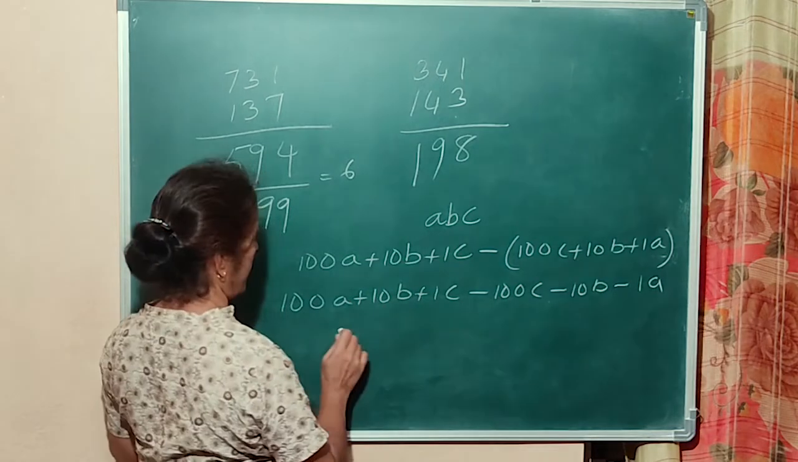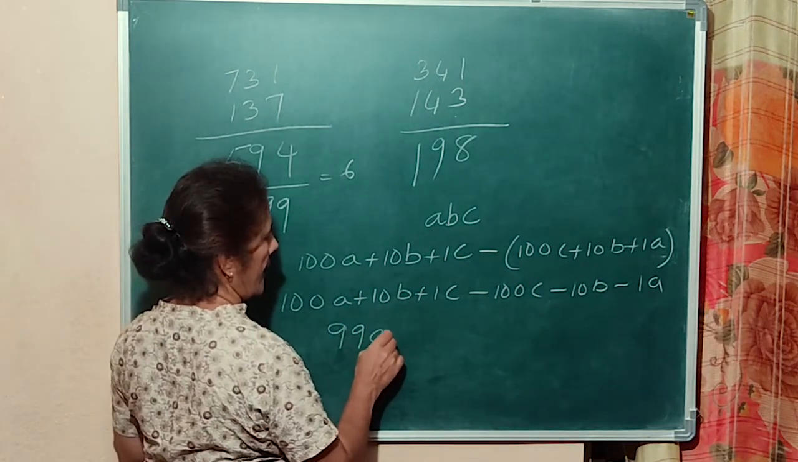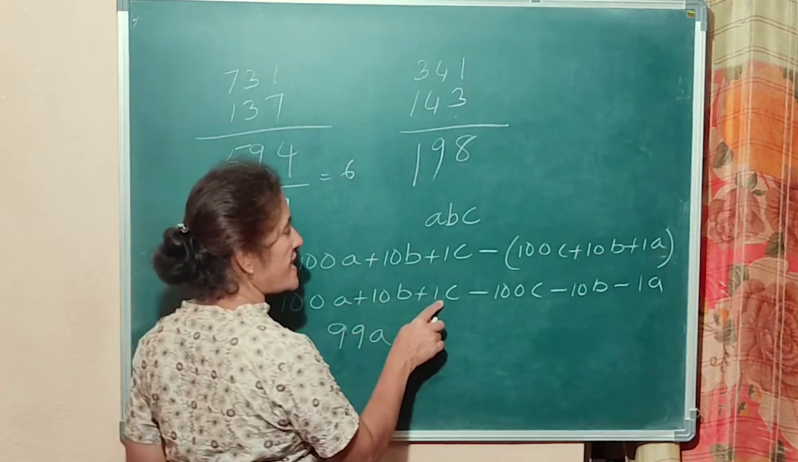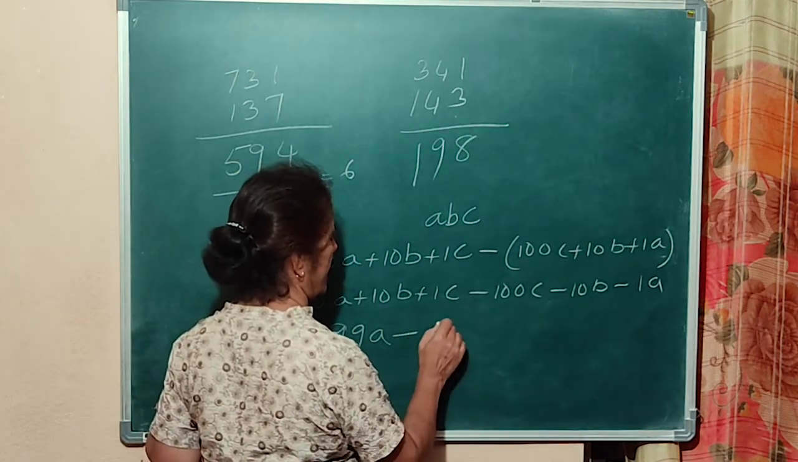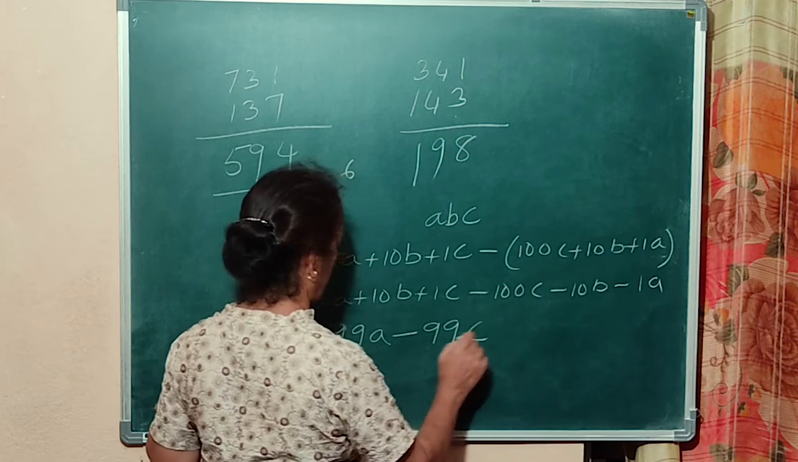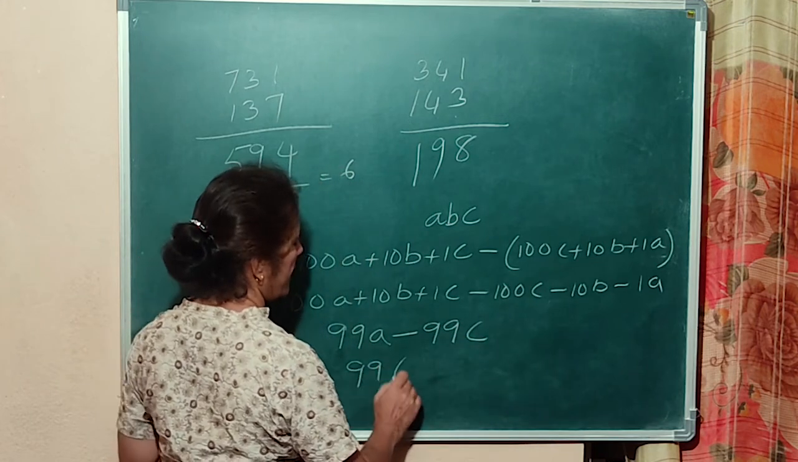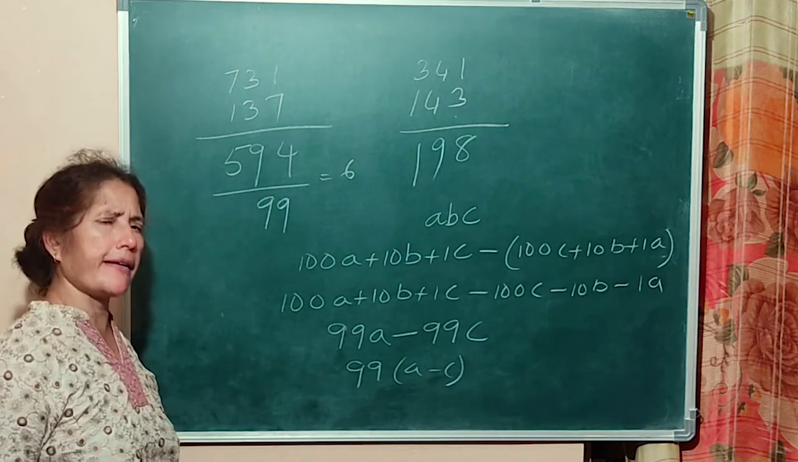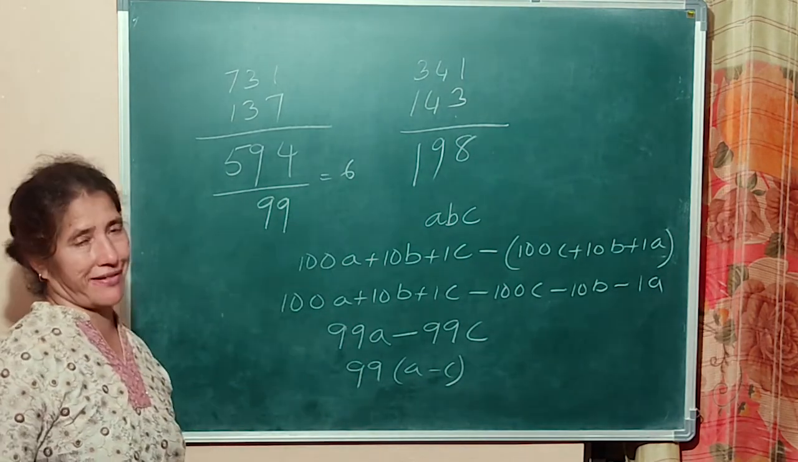100A minus 1A, 99A. Plus 10B minus 10B, 0. 1C minus 100C, minus 99C. So 99 is common, A minus C. So is it divisible by 99? Yes, that is the trick.